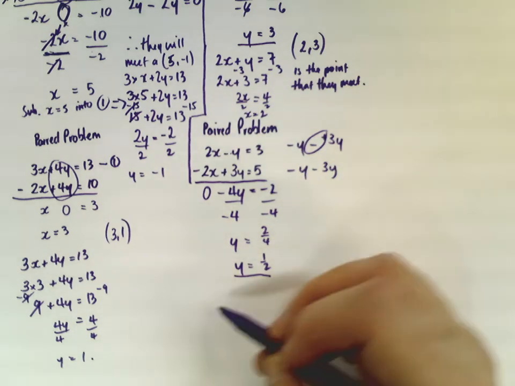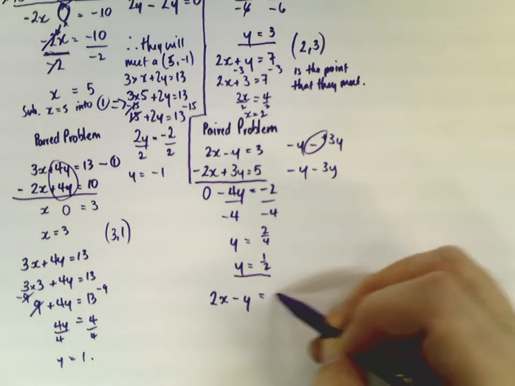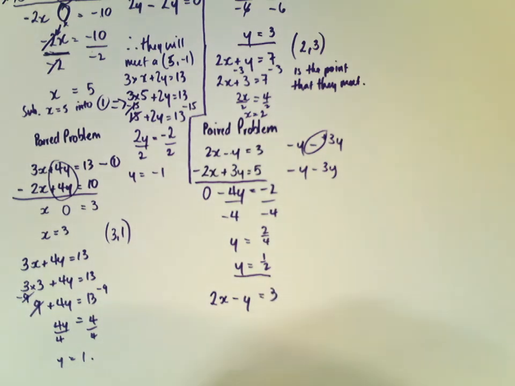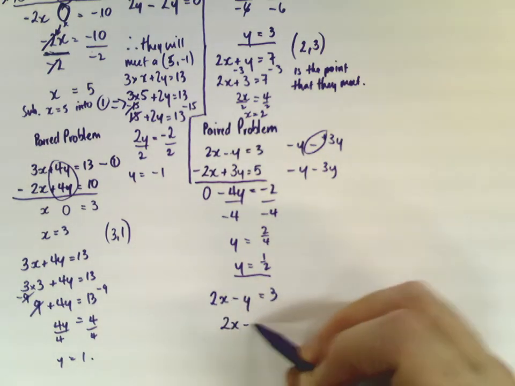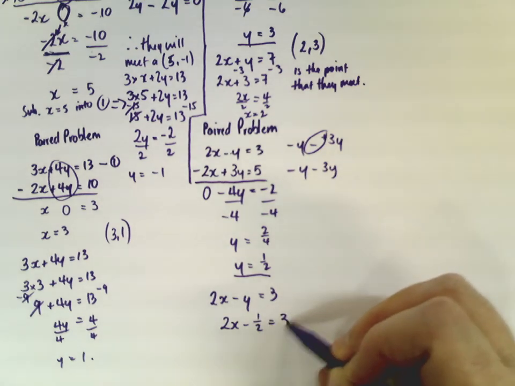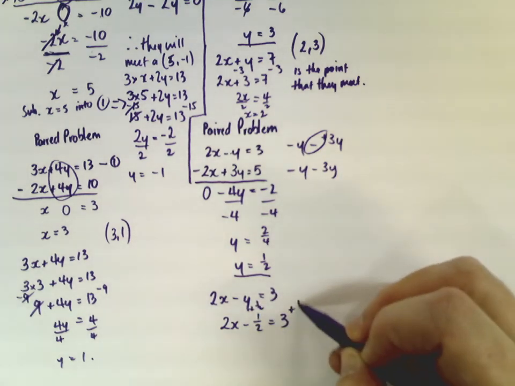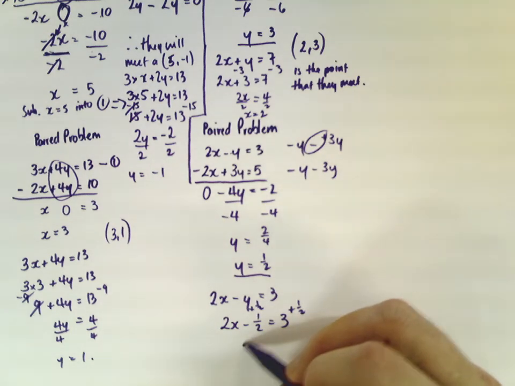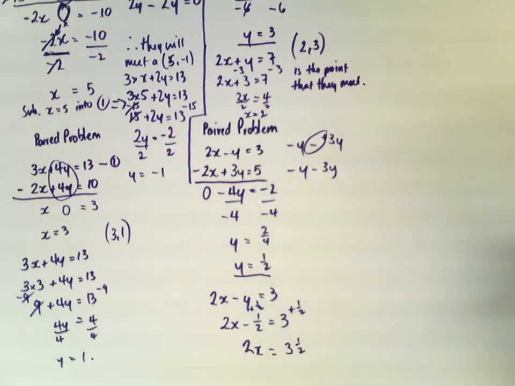So what do we do now? We've got a fraction. Well, same as we always do. We pick one, so I'm going to pick the top equation. And we put in our numbers. So I've got 2x minus a half is equal to 3. So I'm going to add a half, and I'm going to add a half. So 2x becomes equal to 3.5.